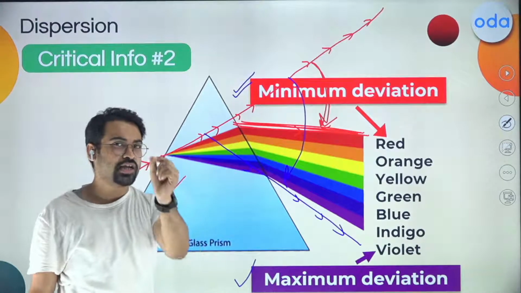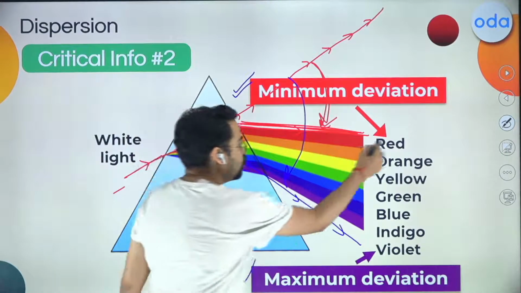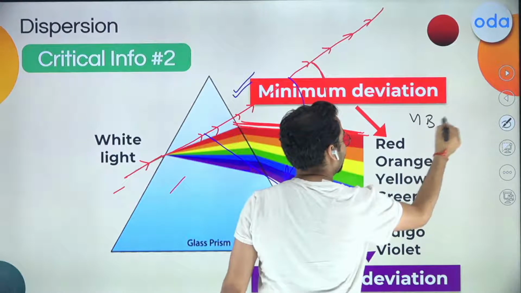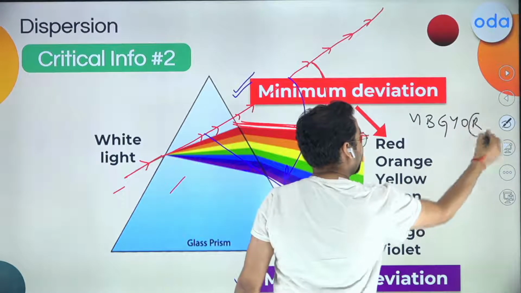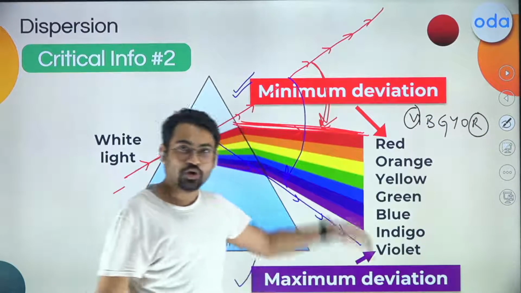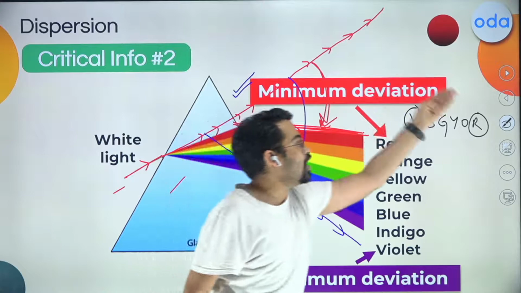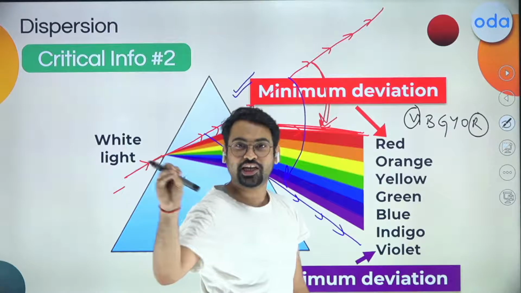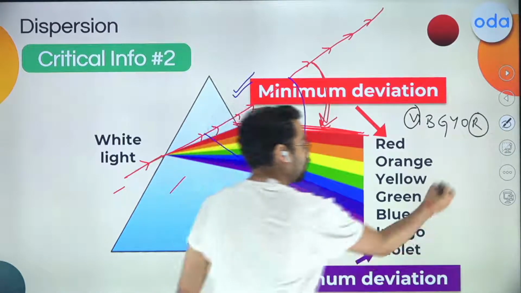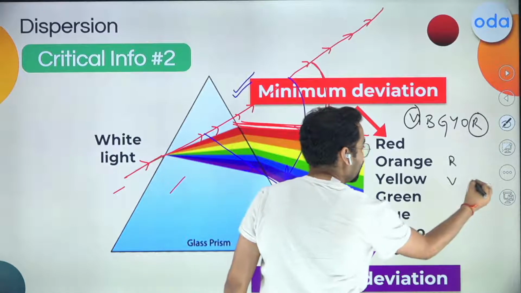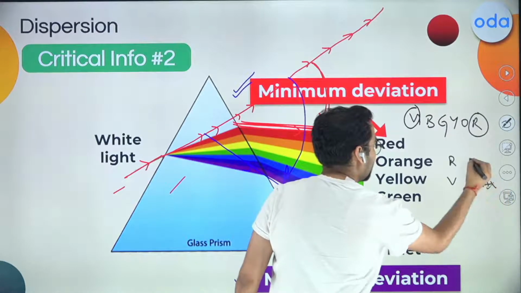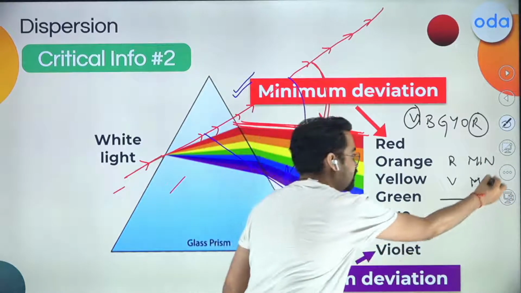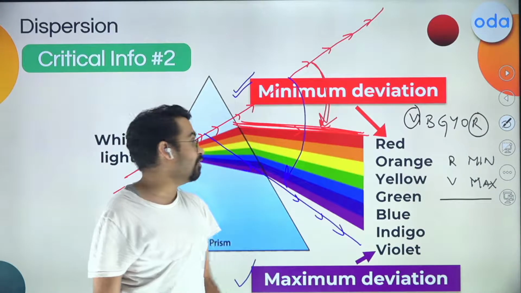How can you remember it? I'll give you one very simple trick. You know that in this VIBGYOR spectrum, you have R and V at the ends. So either V will be maximum deviation or R will be maximum deviation. Now you know that if you read out A, B, C, D, E, F, G, if you know the alphabetical order, R will come first, V will come later. So V will be max and R will be minimum. Right. So I hope that this is clear to everybody.